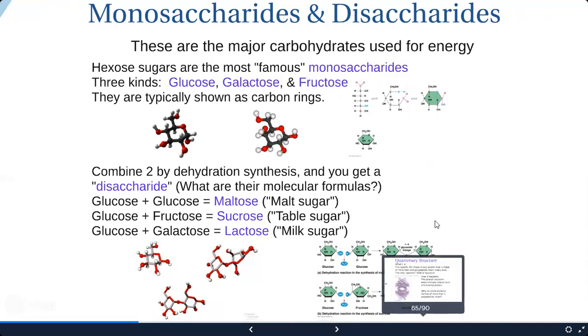And because they form a ring structure in water, they kind of look like hexagons. So that's how we draw them. Typically, as a shorthand, we'll just draw the hexagon and leave out the other atoms. But glucose is our main sugar that organisms use for making ATP. If you've ever heard the term blood sugar, that's the main sugar in your blood. Galactose is an isomer of glucose, and it's very similar, and it's also used for making ATP.